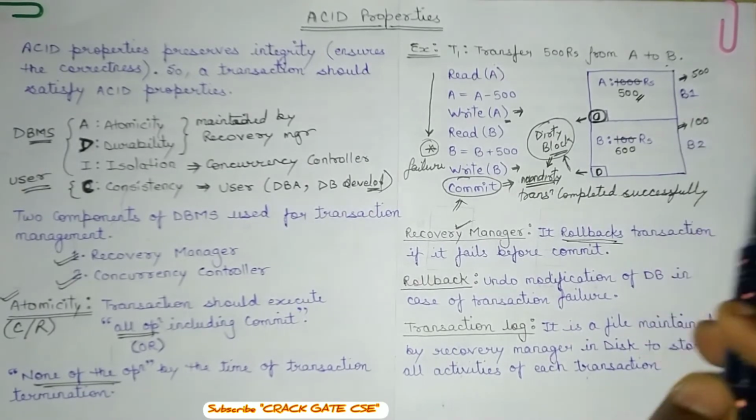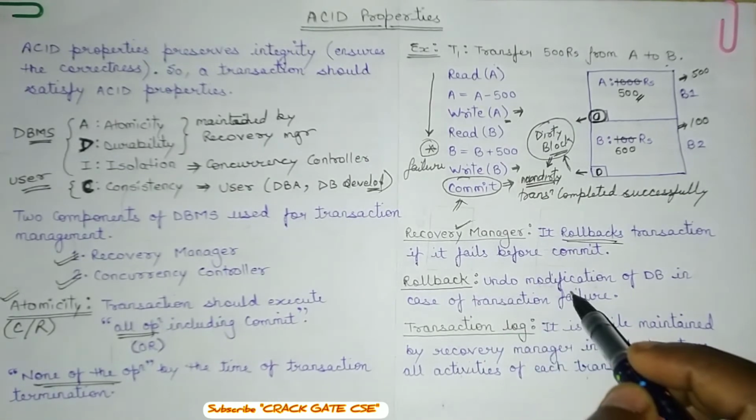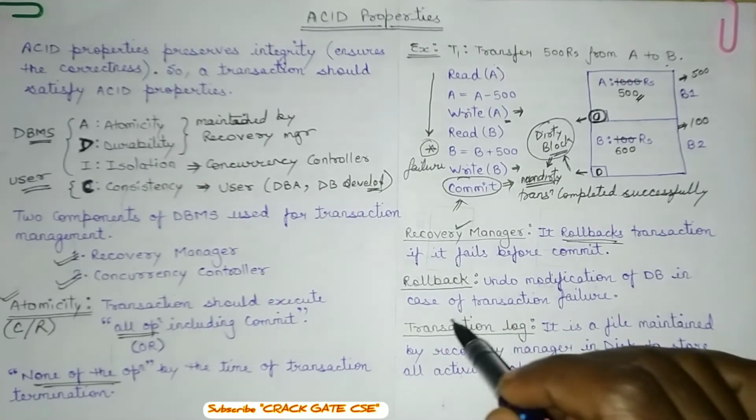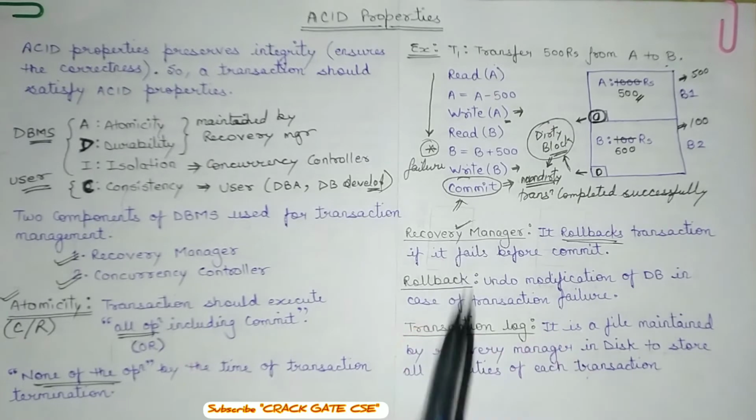So we'll be resetting the value to the old values. That is known as rollback. So undo modifications of database in case of transaction failure. This is the rollback. So I hope you got an idea about what is commit and what is rollback. These are very frequent terms we will be using from now onwards.